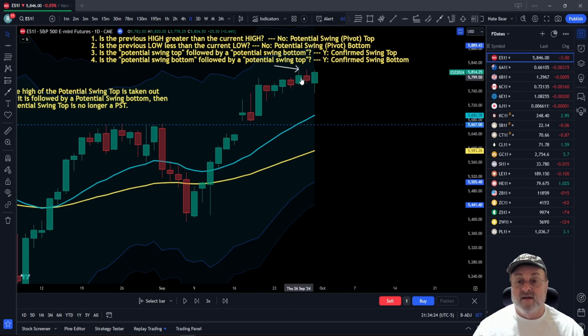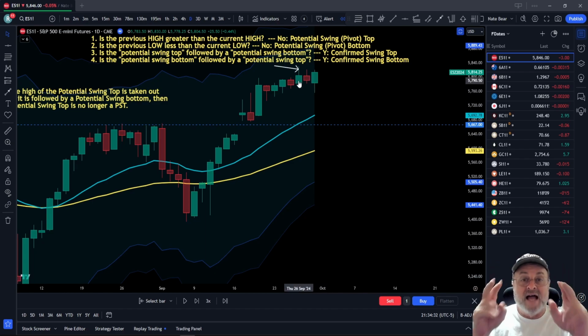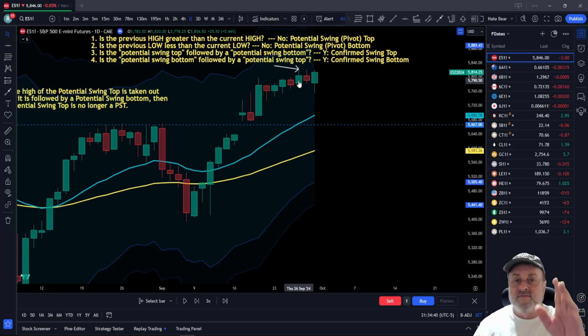Okay? That is a confirmed swing top. And you can clearly see it made a top and now it's moving down. That's a confirmed, an actual cycle or pivot swing top. You mark it down or just learn to identify them with your eyeballs like I do and many others. But now we know that this is a swing top. This is an actual confirmed swing top.